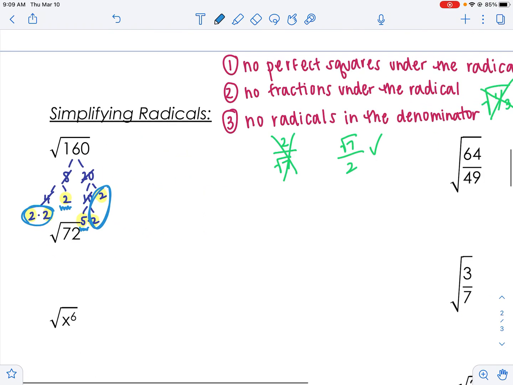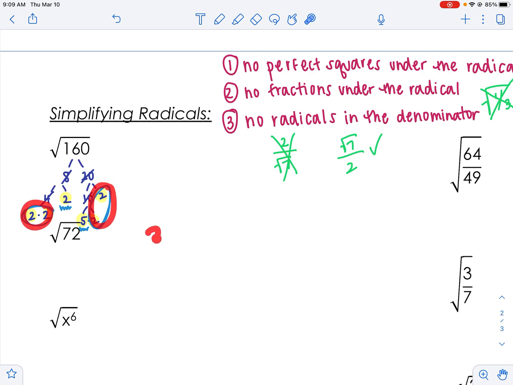So to simplify this radical, I can't have perfect squares. I need to take my perfect pairs out, and only one per pair can come out. This is where it gets confusing. I broke it down into all my little numbers, I looked for pairs, and what can come out is one per pair.